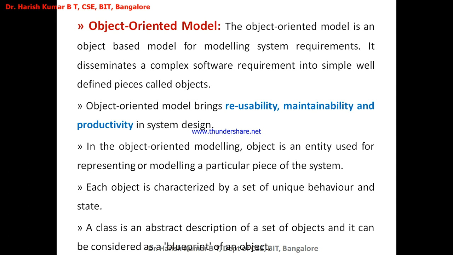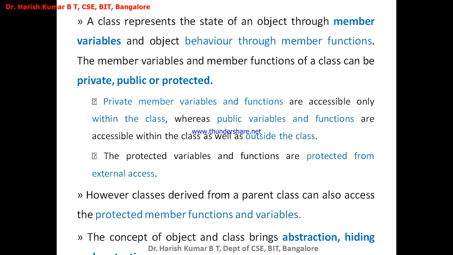And a class is something like a blueprint of the object, or I can say an object is an instance of the class. So you can create any number of instances of a class. A class represents the state of an object through the member variables, and object behavior through the member functions, which you can also call methods.